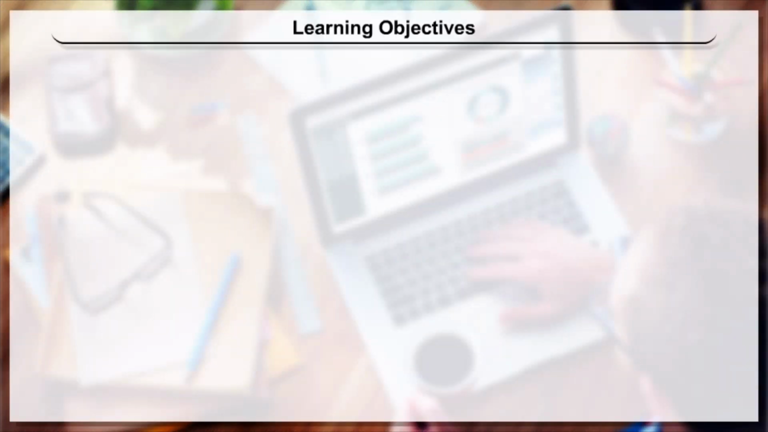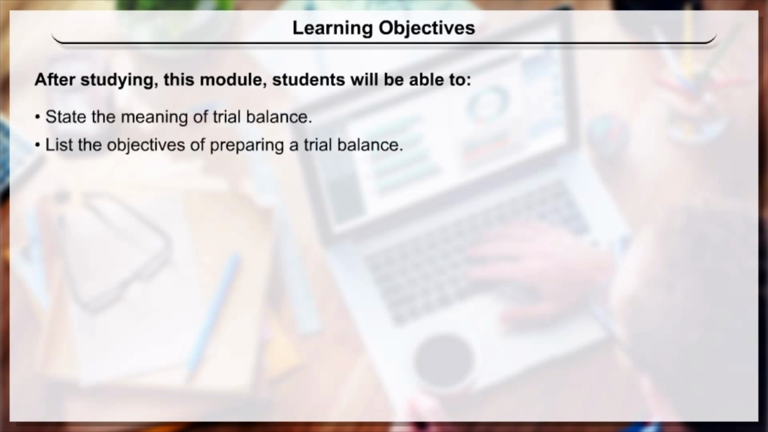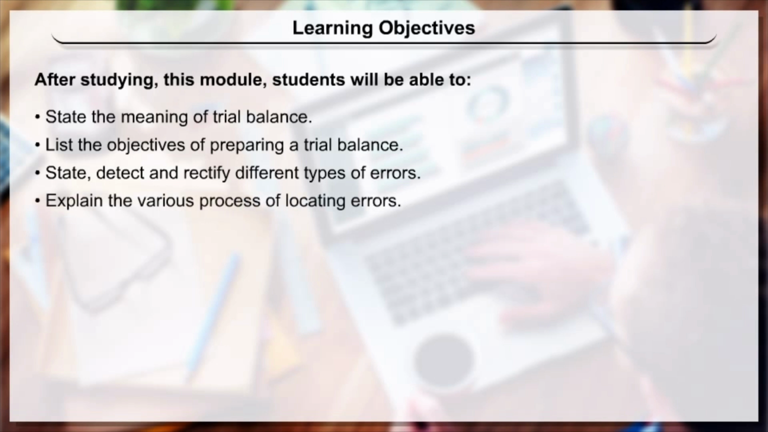Learning objectives. After studying this module, students will be able to state the meaning of trial balance, list the objectives of preparing a trial balance, state, detect and rectify different types of errors, explain the various processes of locating errors, identify the errors which affect and do not affect the agreement of trial balance.